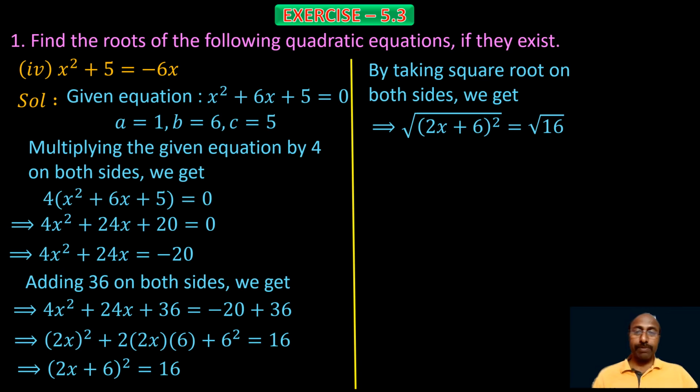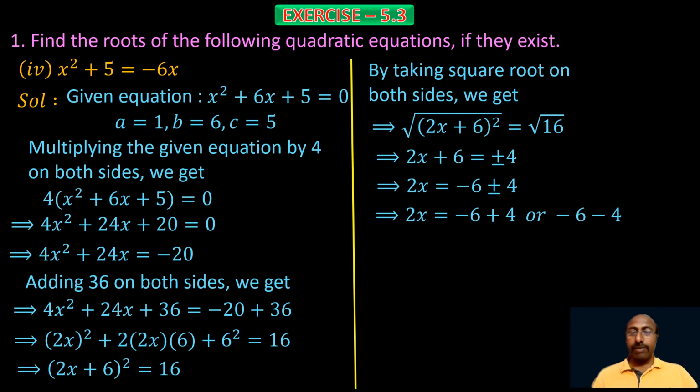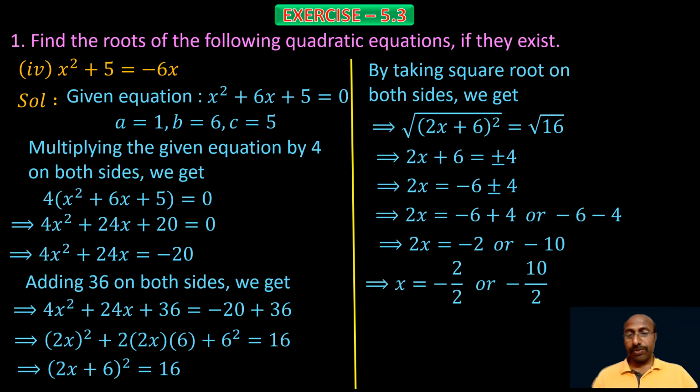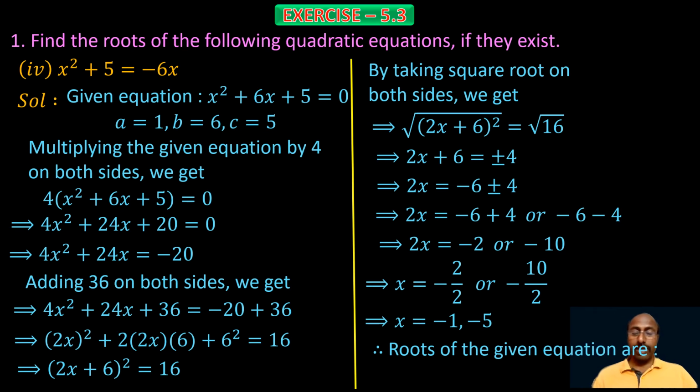So under root 2x plus 6 whole square equal to root 16, that is 2x plus 6 equal to plus or minus 4, and transpose that plus 6 to the right side, then we get 2x equal to minus 6 plus or minus 4. Minus 6 plus 4 or minus 6 minus 4, that is 2x equal to minus 2 or minus 10, and transposing 2 to the right side, we get x equal to minus 2 by 2 or minus 10 by 2, so that x equal to minus 1 or minus 5. So the roots of the given equation are minus 1 and minus 5. These two are the roots of the given equation.